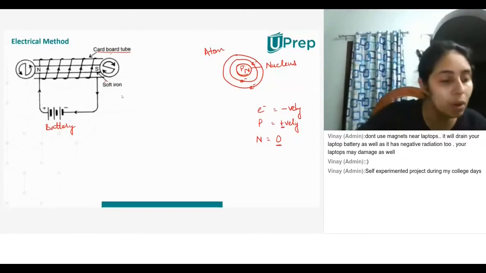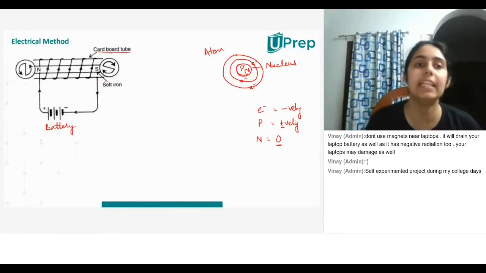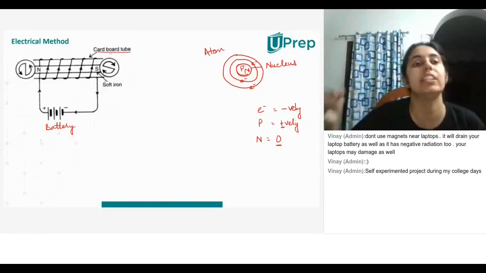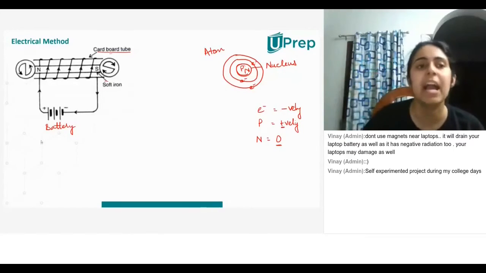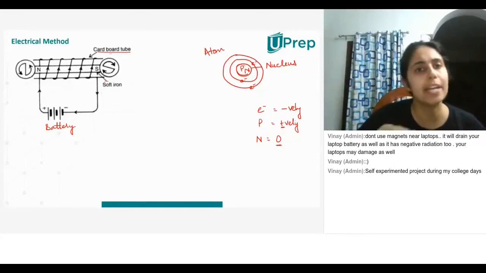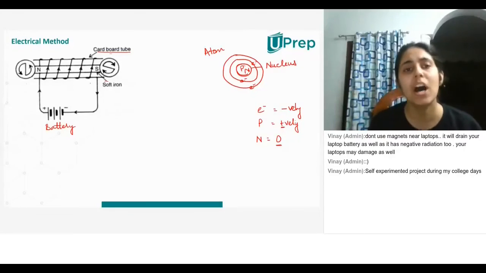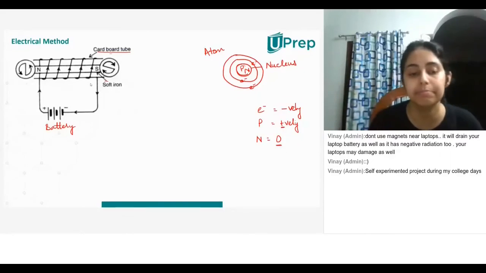Okay, so now what happens is due to this electricity, the magnetic properties are induced into the soft iron piece. Due to the electricity passing through this copper wire, the soft iron also ends up becoming a magnet. So how do we decide which side is the south pole and which side is the north pole?